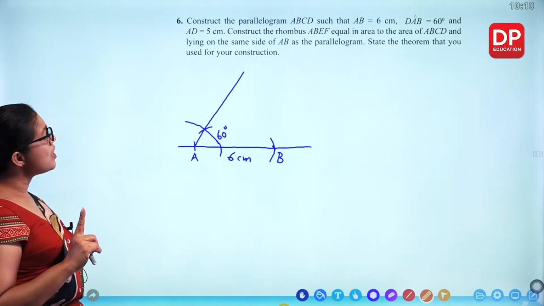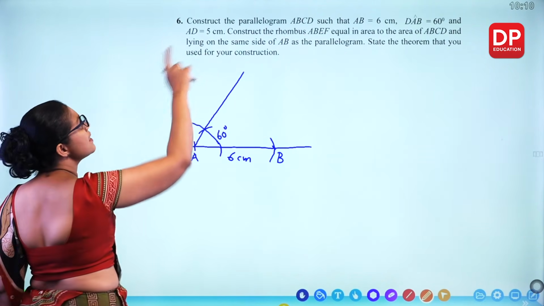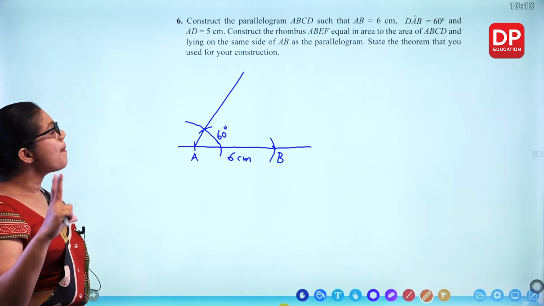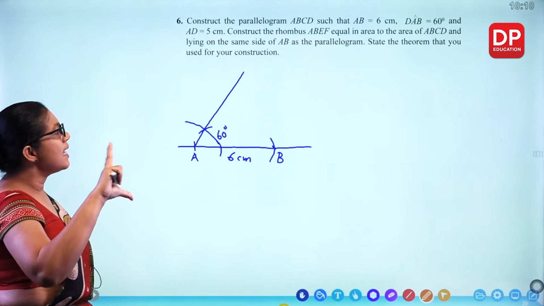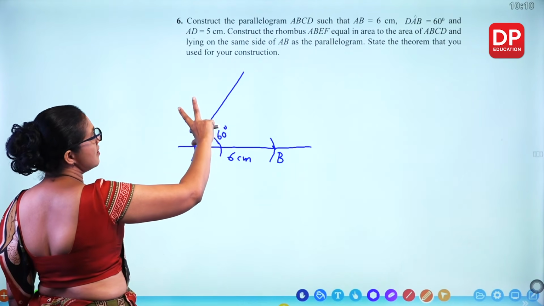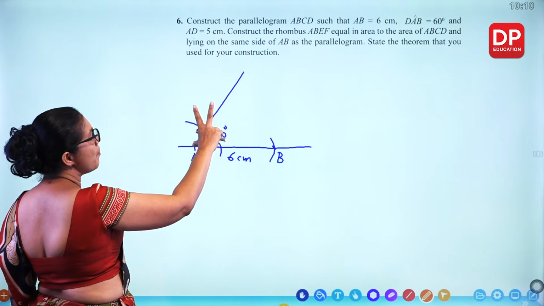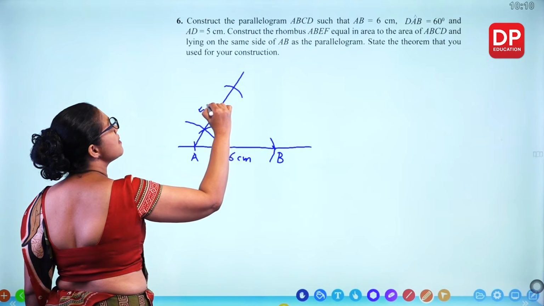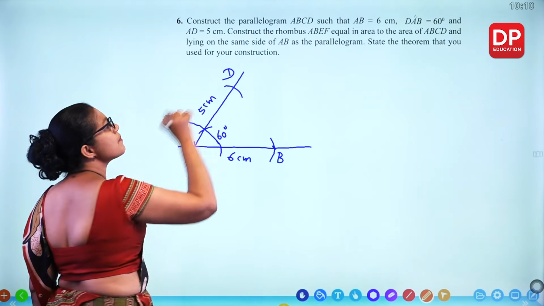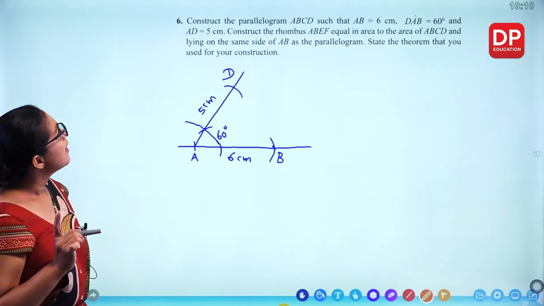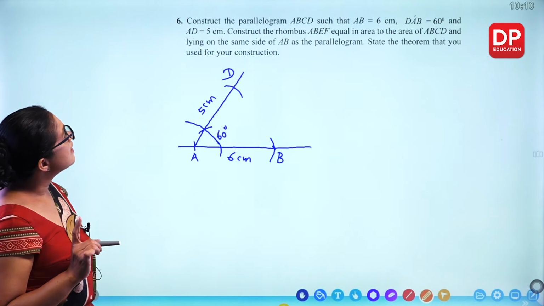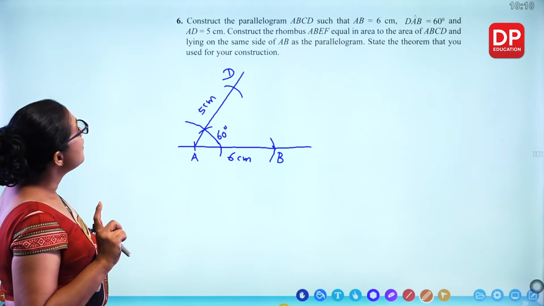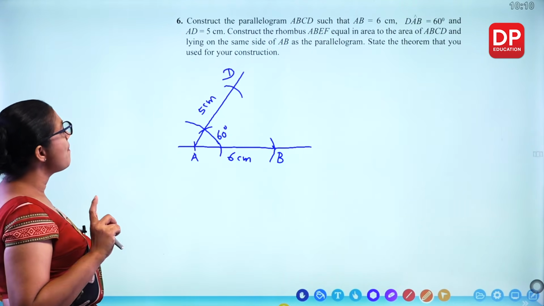And what's the other information given? AD length is 5 centimeters. So take the ruler and the compass, measure 5 centimeters, keep the compass on point A and mark here. That's 5 centimeters, so this point becomes point D. So those are the points A, B and D.